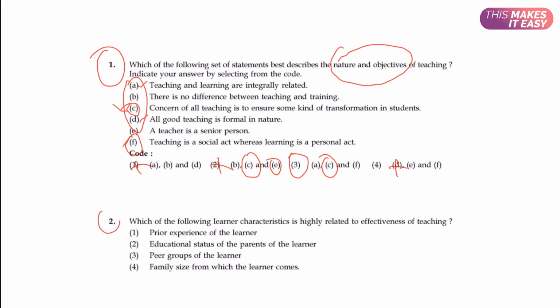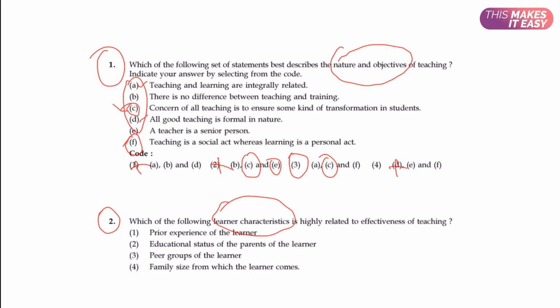This is another question from the same paper. Which of the following learner characteristics is highly related to the effectiveness of teaching? So it is the characteristics of the learner. That is the point in this question. Four options have been given. Prior experience of the learner. It is related to the effectiveness of teaching.